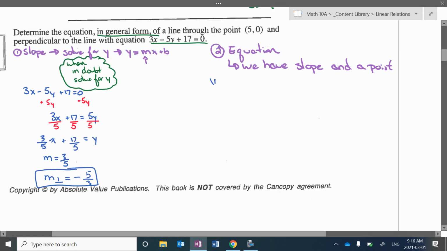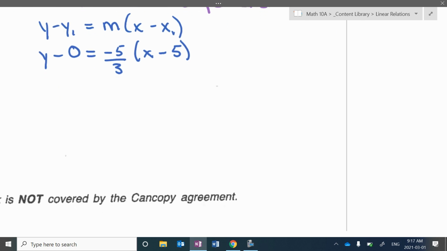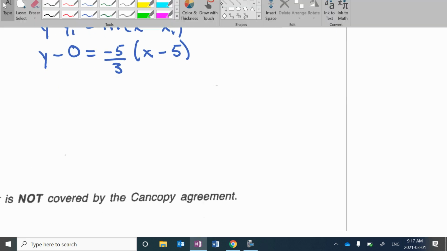Do you have to write down your general equation? No. If you want to go directly into subbing it in, that's just fine by me. So on this one, my y value is 0. Slope is -5/3. And then I get x minus 5. Am I done? No. So now we need to convert to general.